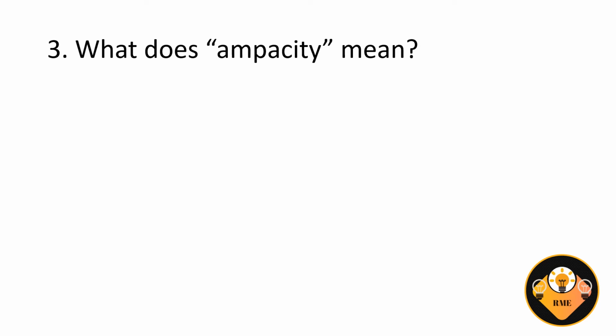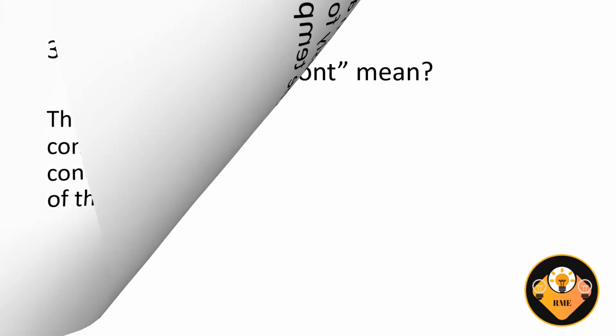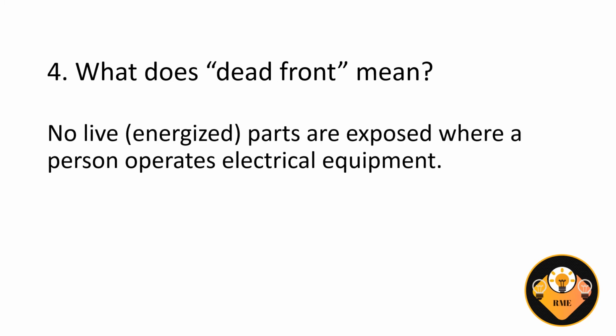Number 3. What does ampacity mean? The amount of flowing current, in amperes, that a conductor can carry continuously for specific use conditions and not exceed the temperature rating of the conductor. Number 4. What does dead front mean? No live, energized parts are exposed where a person operates electrical equipment.